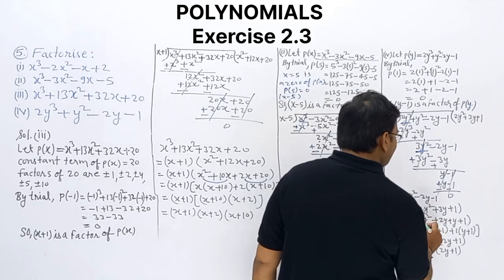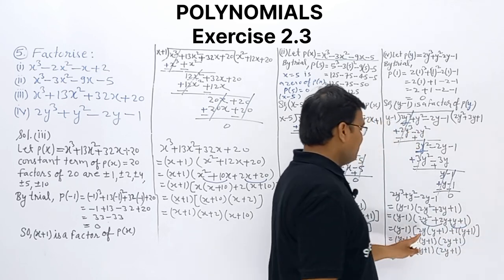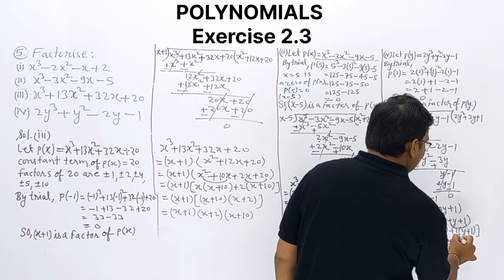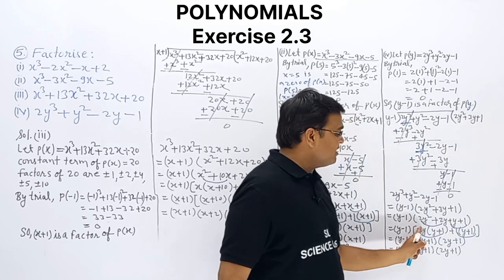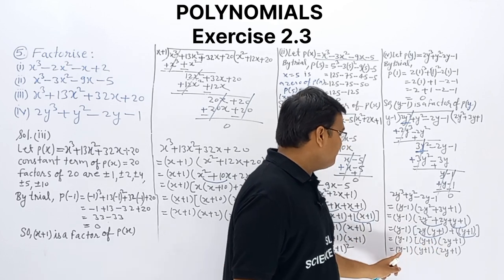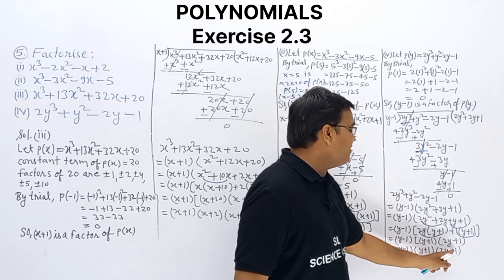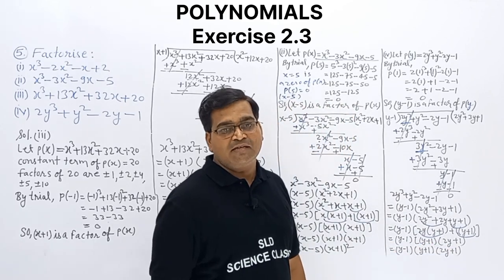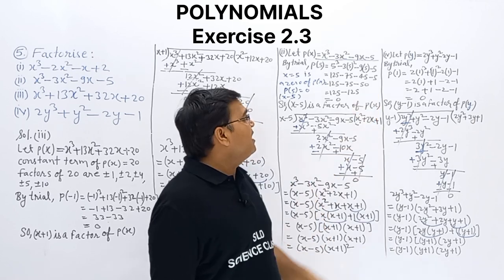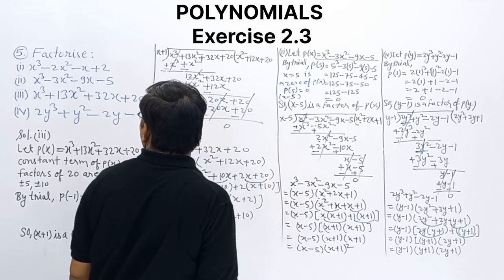Now take common in first two and last two. We are getting this one. Bracket will be in this term and in this term. Bracket is common. Take outside. Remaining we are taking in another bracket. So in this way we are getting y minus 1, y plus 1, 2y plus 1 are 3 factors of this polynomial. Clear?